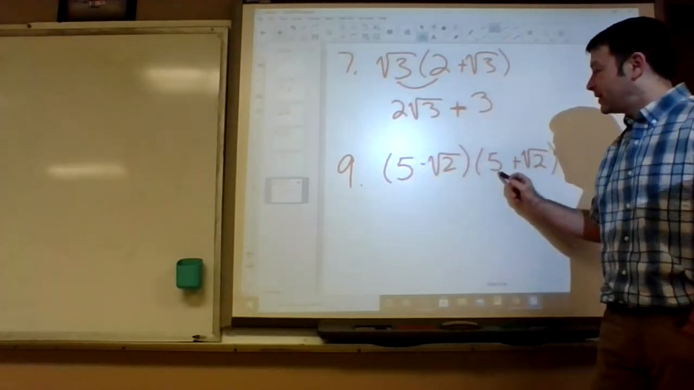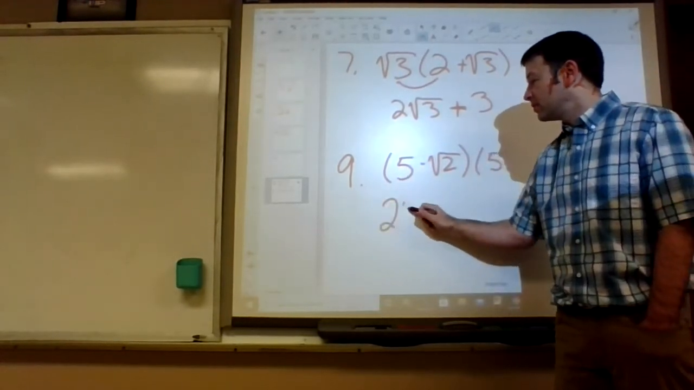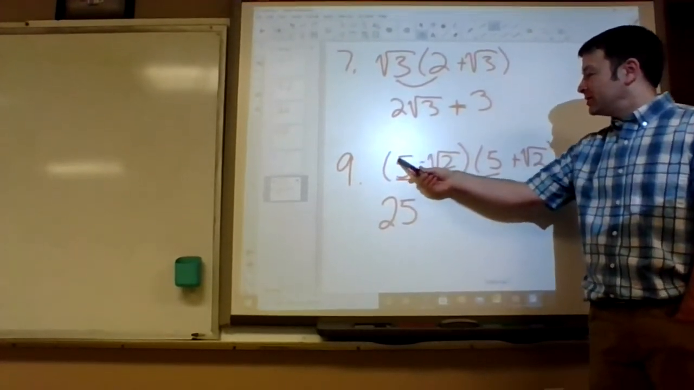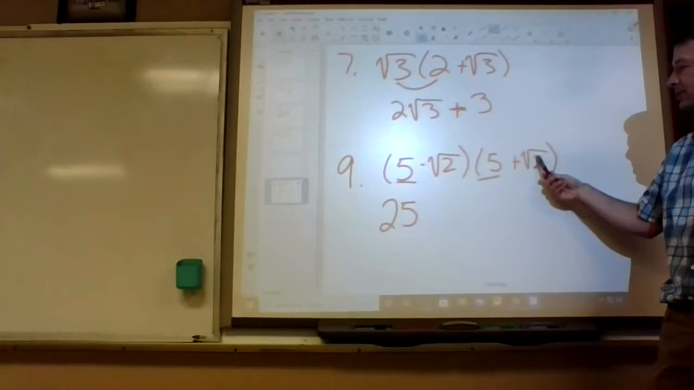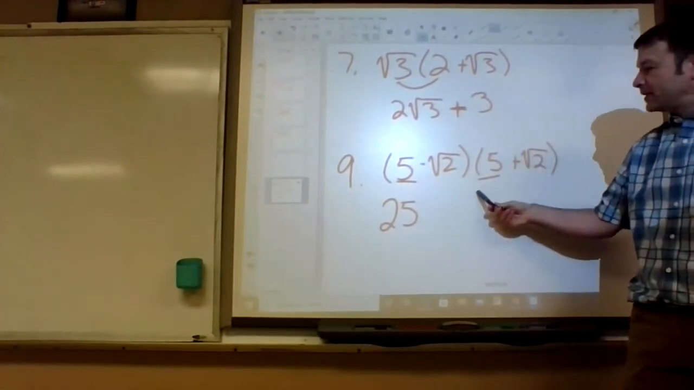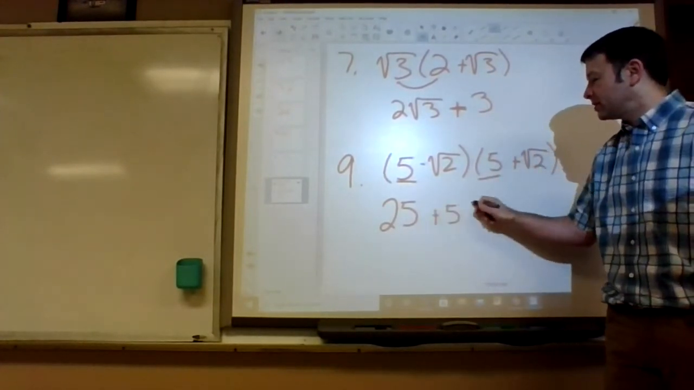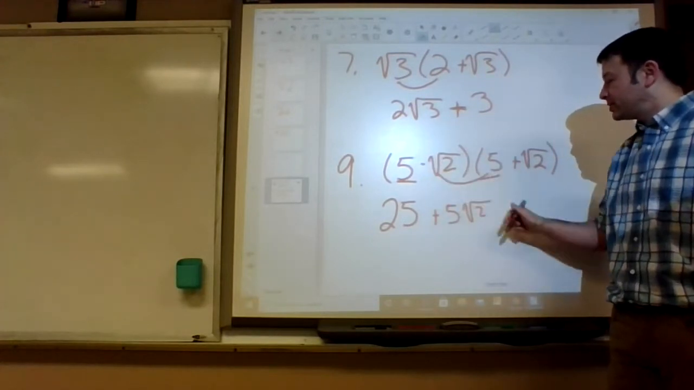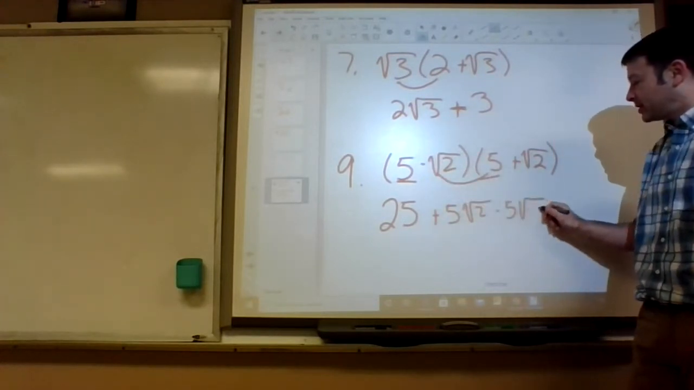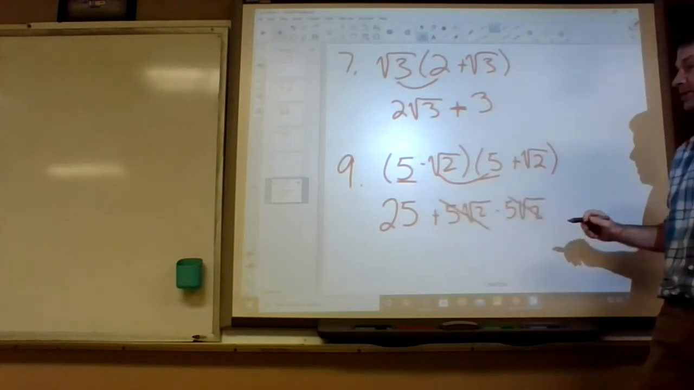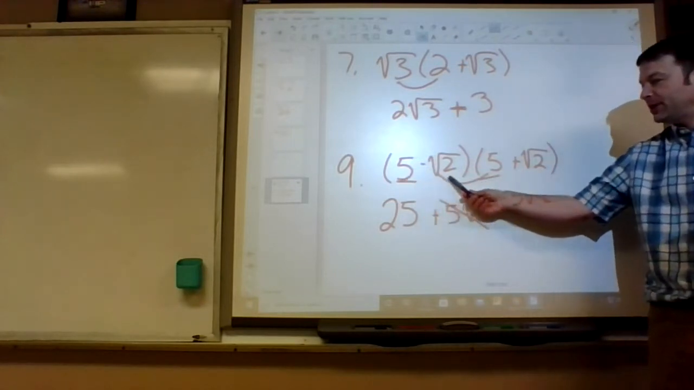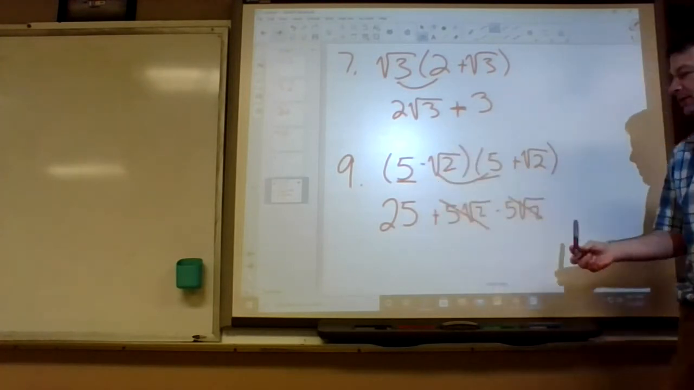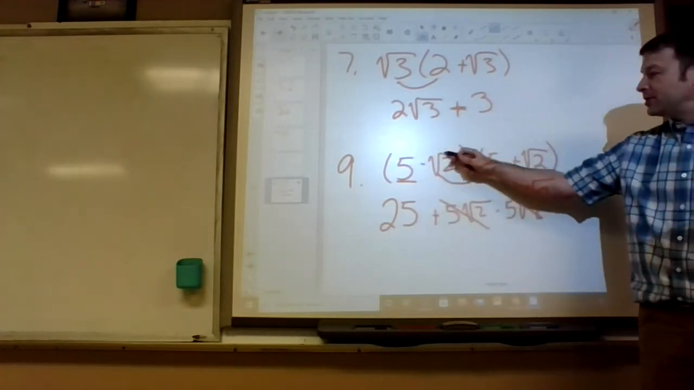So first is 5 times 5. Yes, which would make that 25. Outside is 5 times square root of 2, plus 5 square root of 2. Inside is minus 5 square root of 2. If you look here, it's negative 5 square root of 2, minus 5 square root of 2. So those cancel out. That happens on conjugates. Conjugates are basically the same thing, except one has a plus in the middle, the other has a minus in the middle. And then the last two terms.